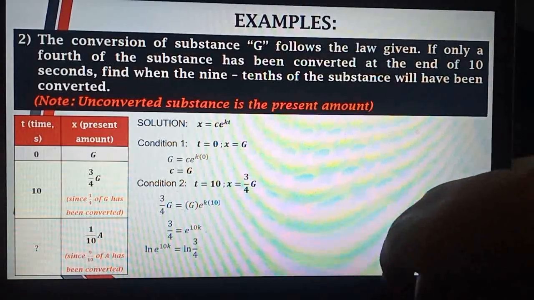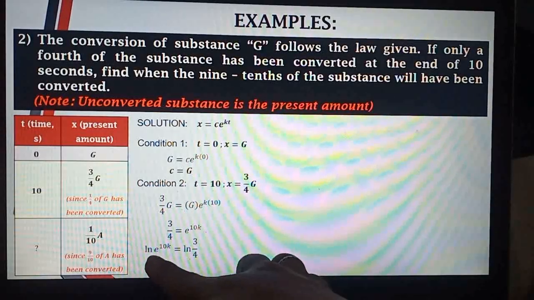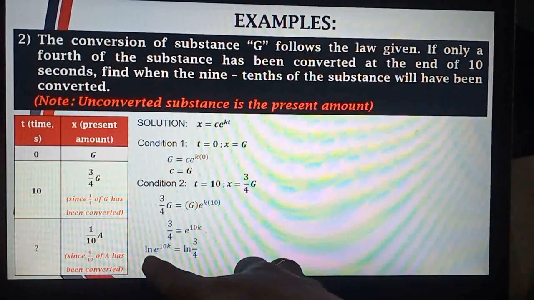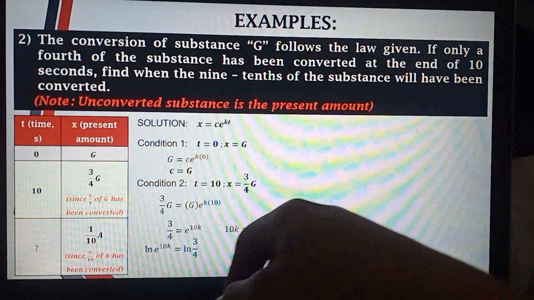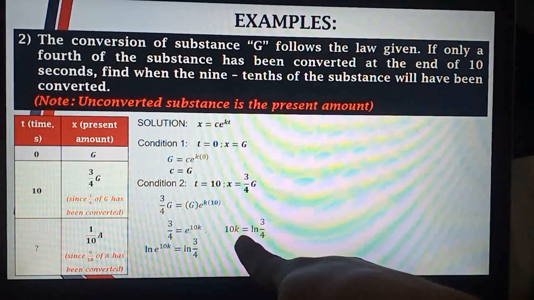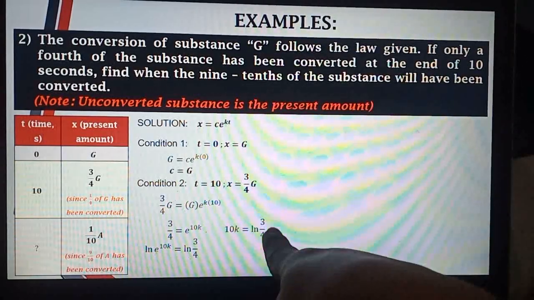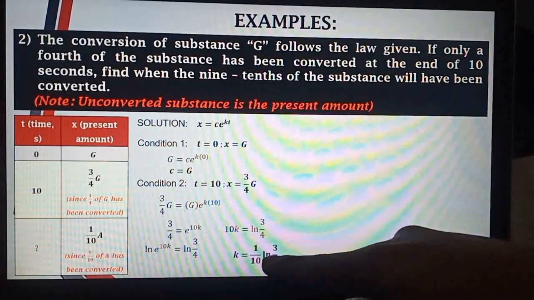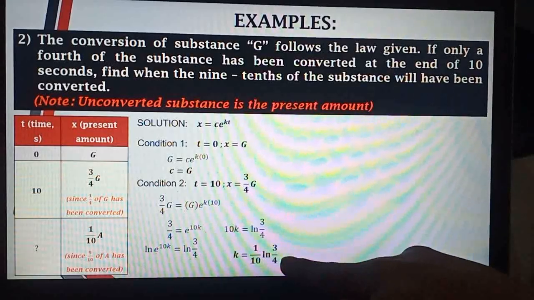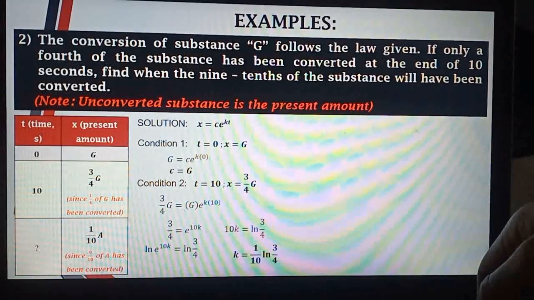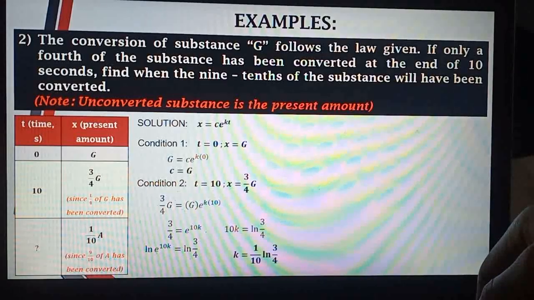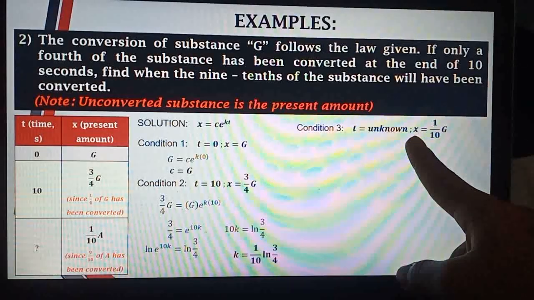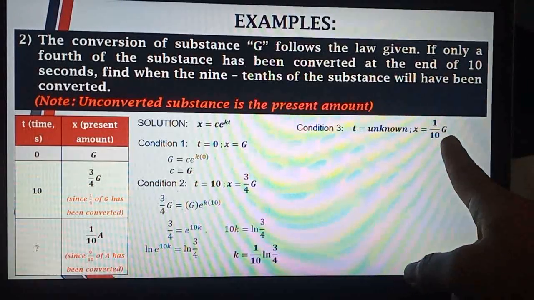Now taking the ln of both sides, you will now have ln of e raised to 10k equals ln of 3/4. So property again ng natural logarithm, you will now have 10k equals ln of 3/4. Now dividing both sides by 10, you will now have the value of k as 1/10 ln of 3/4. Now you will use the computed value of k and c for the third condition, wherein the t is unknown, then the value of x is 1/10 of g.